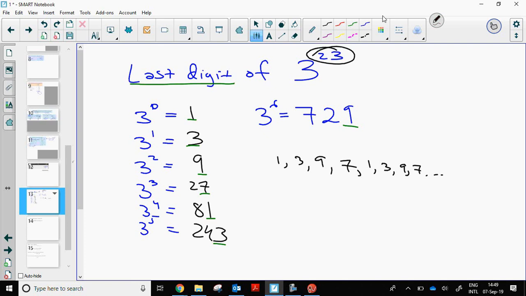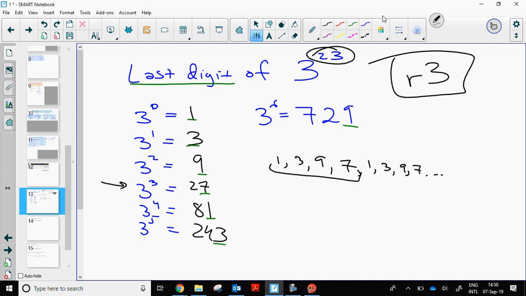And I'm pointing this out because this will show up a few more times before your high school mathematics career is done, like using the trick I'm about to employ. Since it's a pattern of 4 numbers, all we need to do is divide 23 by 4 and then see what its remainder is. So 23 divided by 4, we get 5 with a remainder of 3. So that means that our answer is going to have the same final digit as 3 to the power of 3.